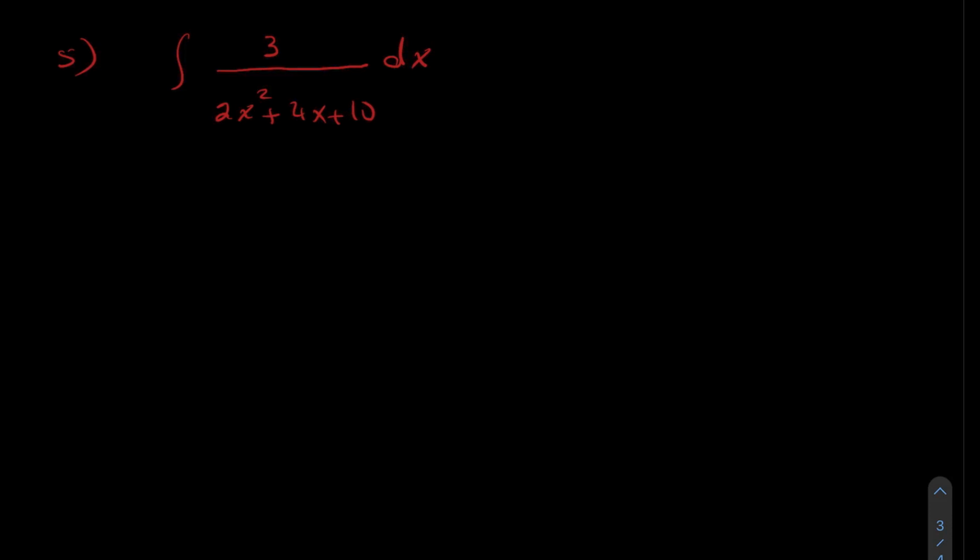What do we say? We say this is 2x squared plus 4x plus 10. Let's take 2 common factor first. We take 2 common factor, it becomes x squared plus, if we take 2 from here, it becomes 4 divided by 2, which is 2x, plus 10 divided by 2, which is 5. And now we work with this.